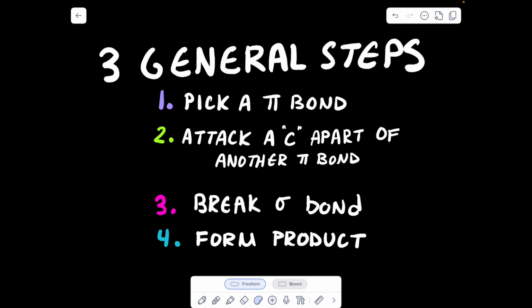These reactions follow a super clean 3-step pattern that I want you to keep in mind throughout the whole video. Step number 1 is going to be pick a pi bond. Step number 2 is going to be use that pi bond to attack a carbon, a part of a different pi bond. And then step number 3 is to break a sigma bond and form your product. And right now, if this sounds really confusing, that's okay. Hopefully by the end of the video, this will be very helpful. And I guess this wasn't 3 steps. It's technically 4. But without further ado, let's get into the video.